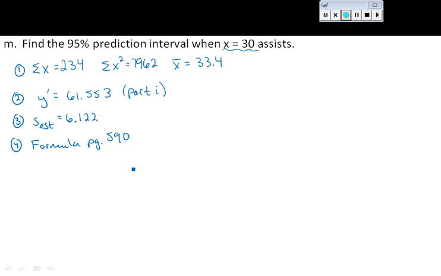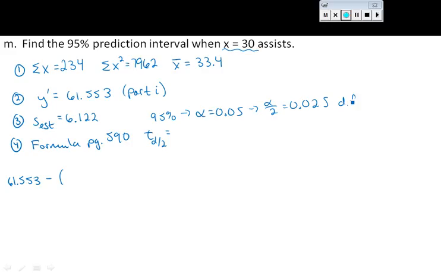Alright, so here we go. We start off with y prime, minus t sub alpha over 2. That's the one thing I didn't list out at the beginning. T sub alpha over 2. You have a 95% confidence interval, which means alpha is 0.05. So if you're using the calculator, you have to divide your alpha by 2.